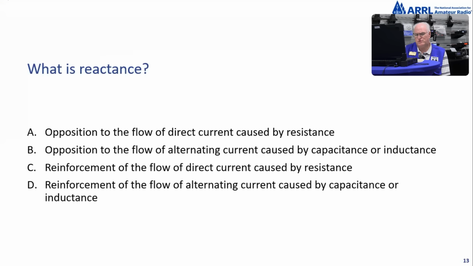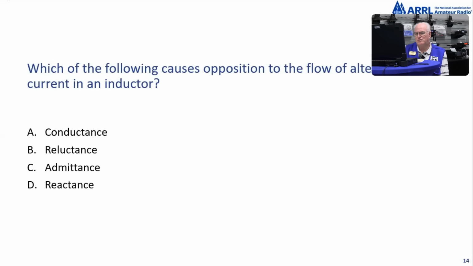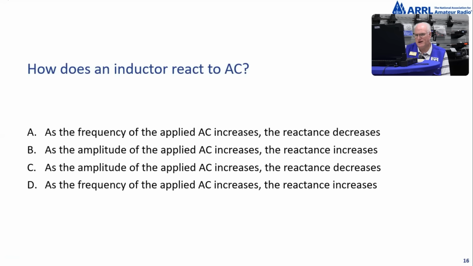What is reactance? Is it the opposition to the flow of direct current caused by resistance? Nope. It's the opposition to the flow of alternating current caused by capacitance or inductance. So that's what reactance is. Which of the following causes opposition to the flow of alternating current in an inductor? It's going to be reactance. Which of the following causes opposition to the flow of alternating current in a capacitor? And it's reactance.